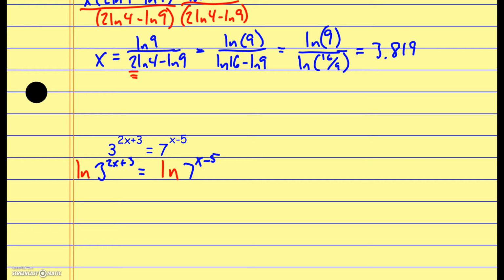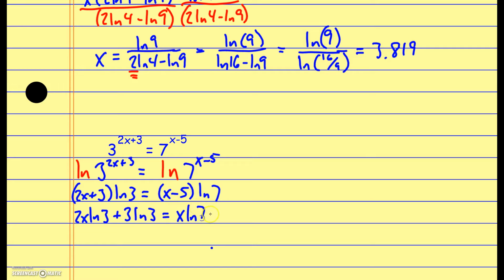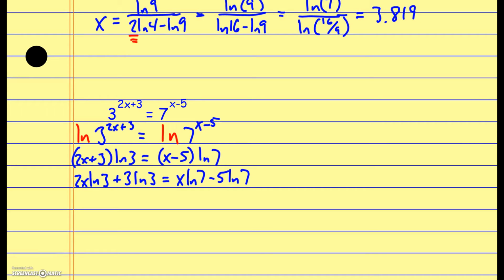And then from here, I can bring the exponent down, so I get the 2x plus 3 times the natural log of 3. Over here, I can bring the exponent down, the x minus 5 times the natural log of 7. Now I use my distributive property, so here I distribute, that's a 2x natural log of 3 plus 3 natural log of 3. Over here I have x natural log of 7 minus 5 natural log of 7. And now from here I need to gather my x's on one side and I need to gather my constant terms on the other side.